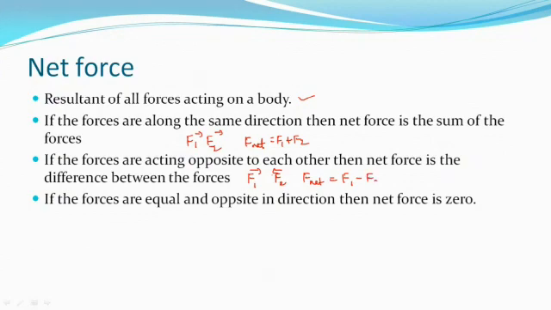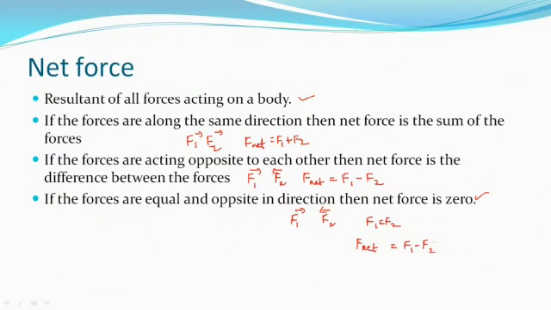Is the difference of these two, and it moves along the direction of the larger force. And now if the forces are equal and opposite in direction, then the net force is 0. When F1 is along this direction, F2 is along this direction, but F1 is equal to F2, then in that case F net is equal to F1 minus F2.